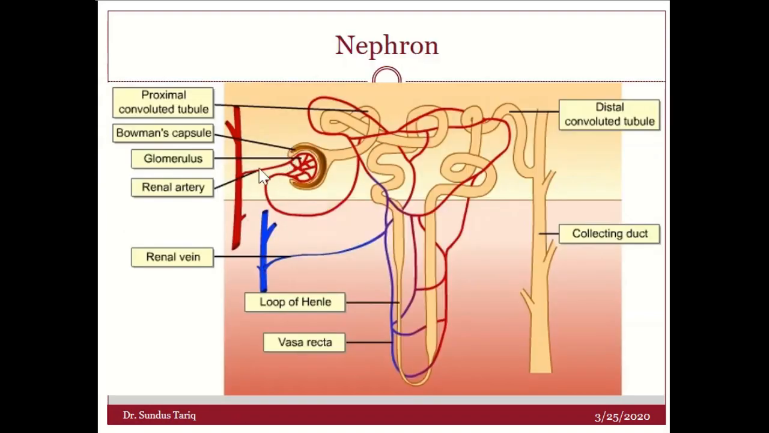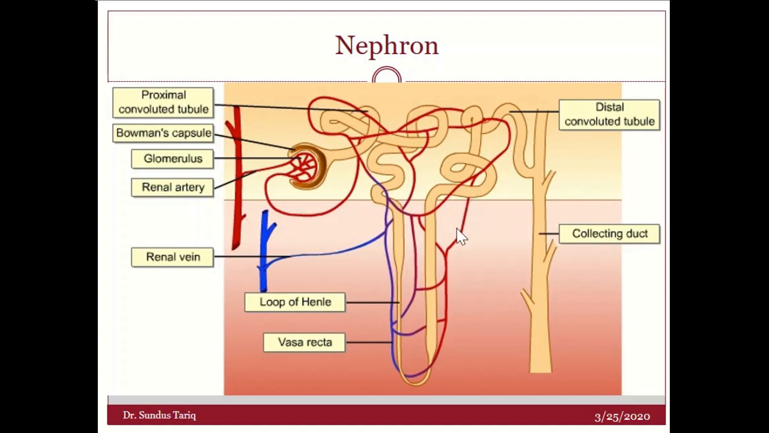From the interlobular arterioles arises a very important arteriole which is called the afferent arteriole. So over here you can see this structure. This is called the afferent arteriole. The afferent arteriole enters into this space and gives rise to a capillary plexus which is called the glomerulus. From this capillary plexus, another arteriole arises that is called the efferent arteriole. This efferent arteriole gives rise to another capillary plexus which is called the peritubular capillaries. The peritubular capillaries surround the renal tubules.